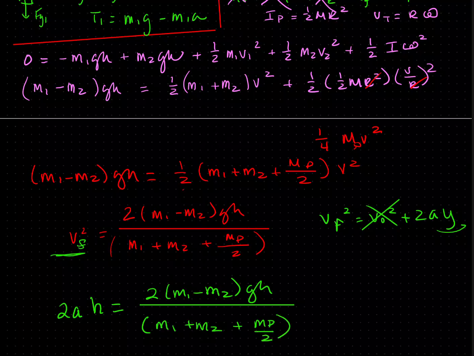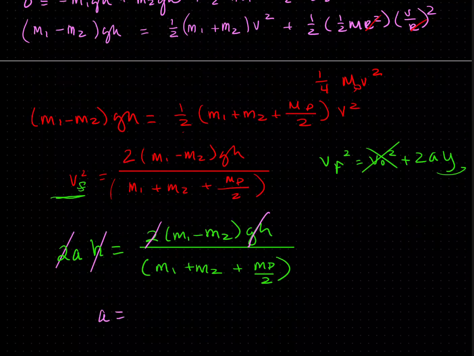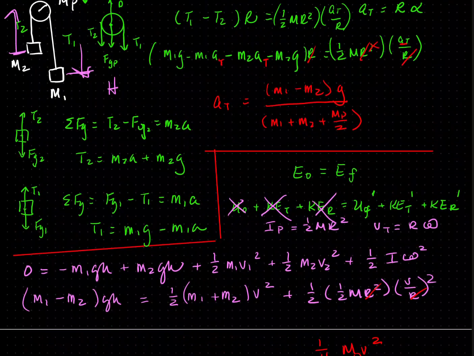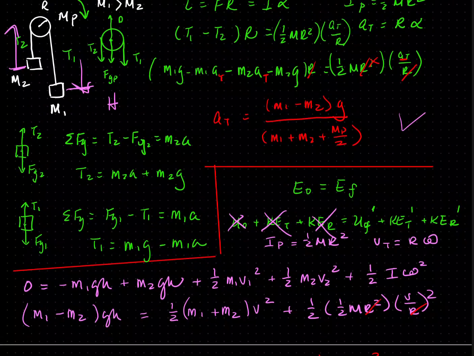Now I could cancel some values out. There's a 2 on top, a 2 on top, that cancels out. There's an h here and an h here. The final equation for a becomes (M1 minus M2) times gravity divided by M1 plus M2 plus MP over 2. If I check my equation, this equation down here by the conservation of energy looks exactly like the tangential acceleration I solved for using the torque.